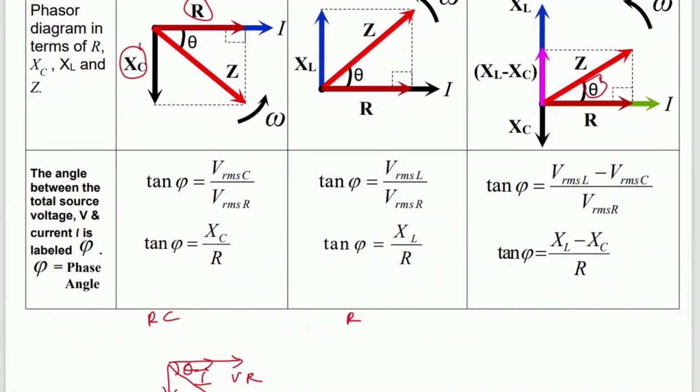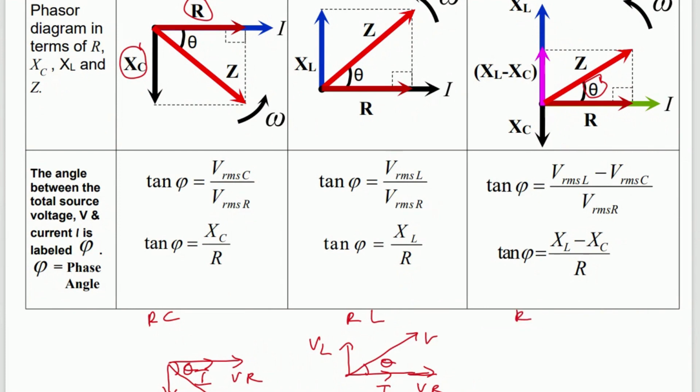For the RL circuit, a combination of pure resistor and pure inductor, this is the diagram for the pure resistor. In the pure inductor, voltage leads current. So the voltage will be here, VL. The total voltage will be here. So this is the phase angle. So this is the phasor diagram for the RL circuit.